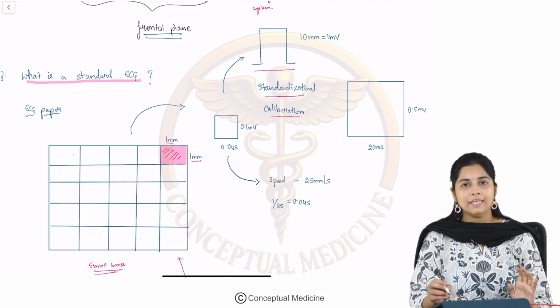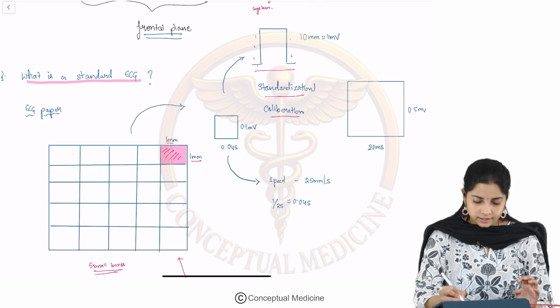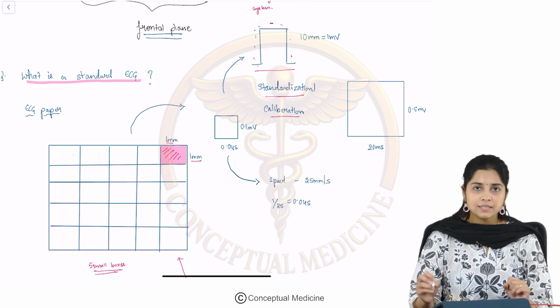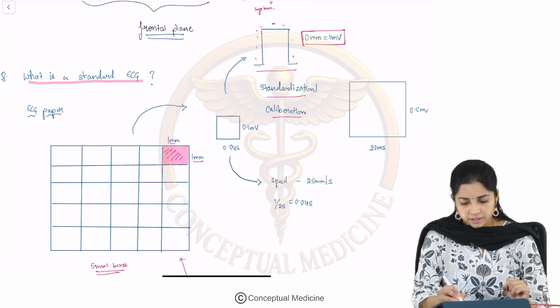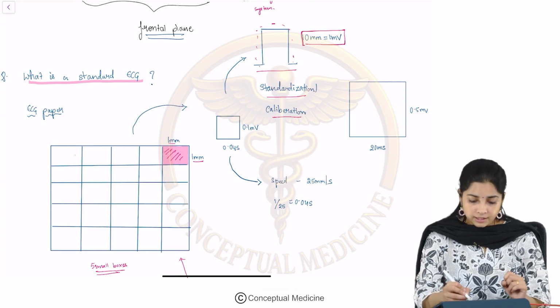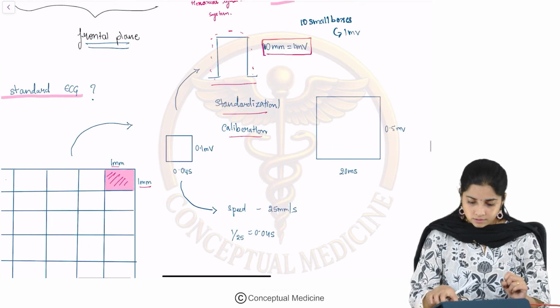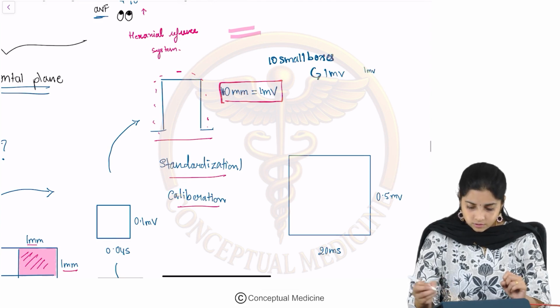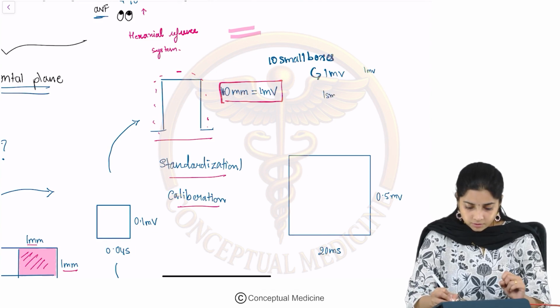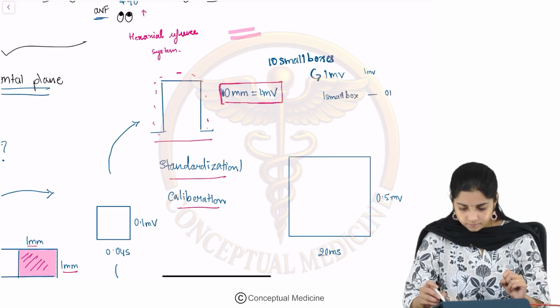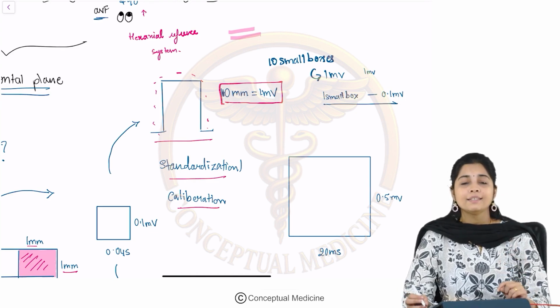In an ECG paper, at the bottom, you find this kind of a diagram, which is denoted at the bottom of every ECG paper. What does this mean? This means that every 10 mm deflection is 1 millivolt. That means every 10 small boxes is 1 millivolt. Right? That means one small box, the height of one small box, is how many millivolts? It is 0.1 millivolt.